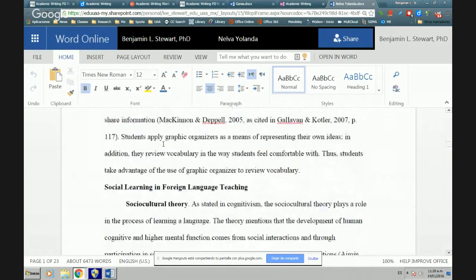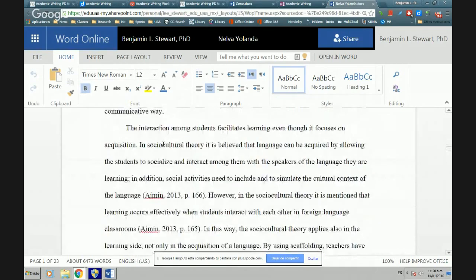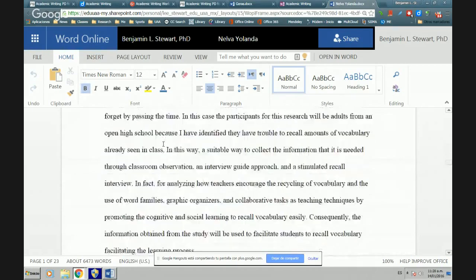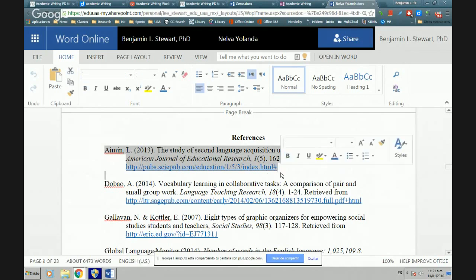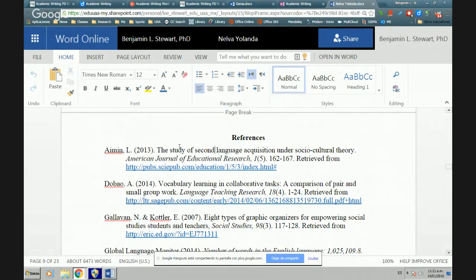You see here citations. Let's go down to references. We're not going to go through all of this, but there are a lot of details with references. What text is italicized? What letters are capitalized? For example, what type of source is this? It's an article from a journal. And what does this represent? It's the title of the article.